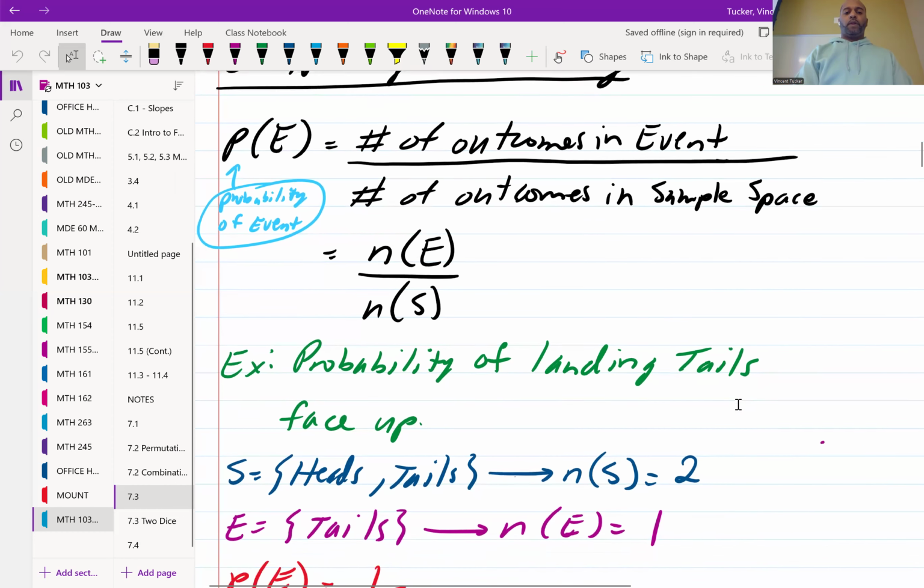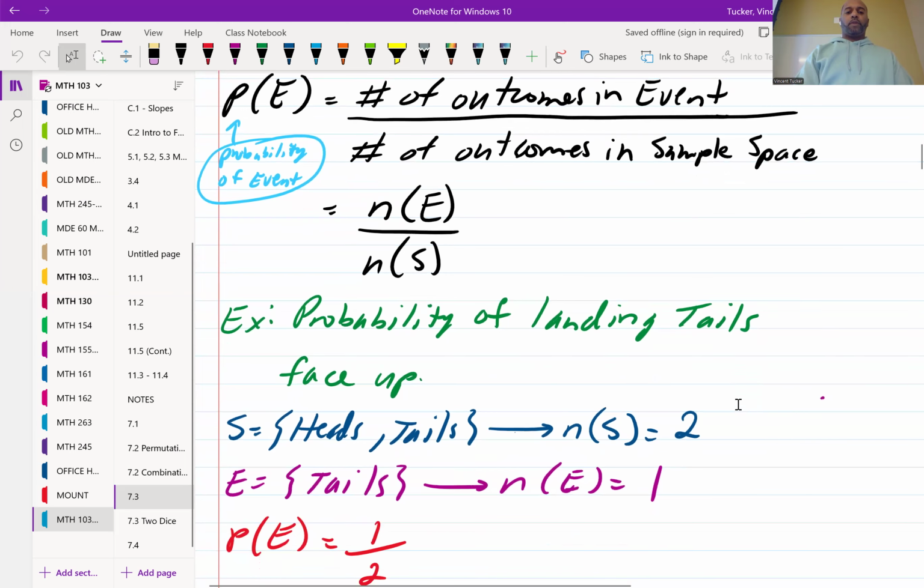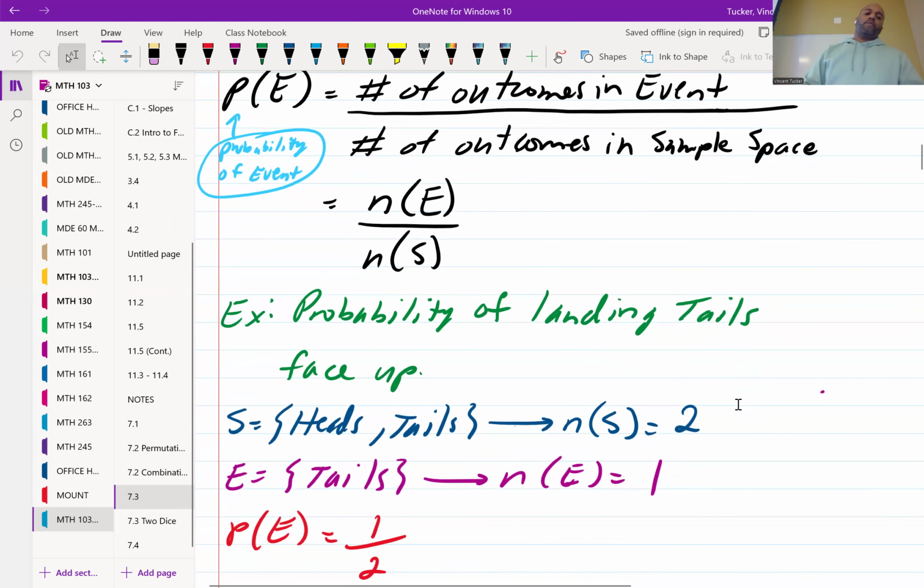So going back to our example, flipping the coin. You flip a coin, you want to know the probability of landing tails face up. First thing you want to do is examine the sample space. Sample space, we already said, was heads and tails. So there's two outcomes in your sample space. There's only one tails, so for our event, there's only one outcome. Once you have those two numbers, you place your event number over your sample space number. That's 1/2. That's your probability.